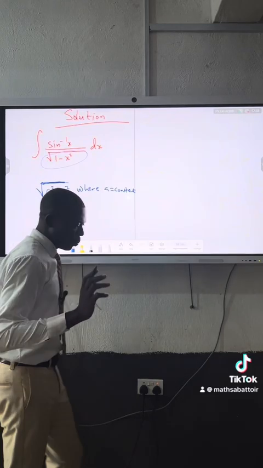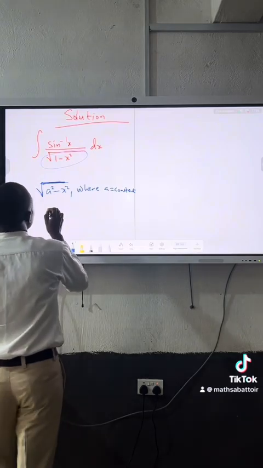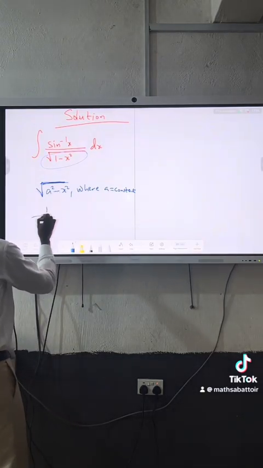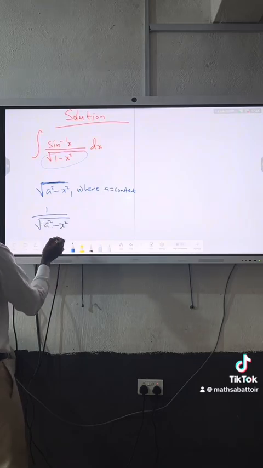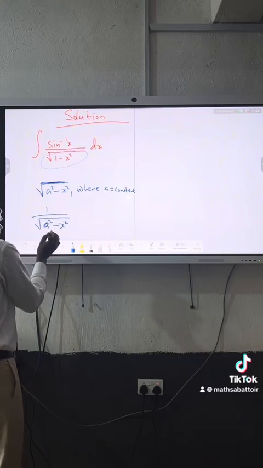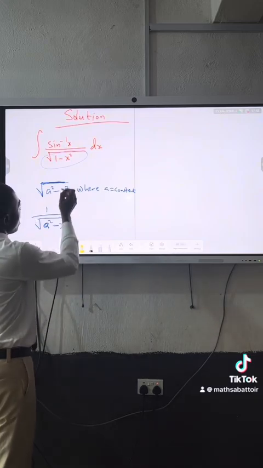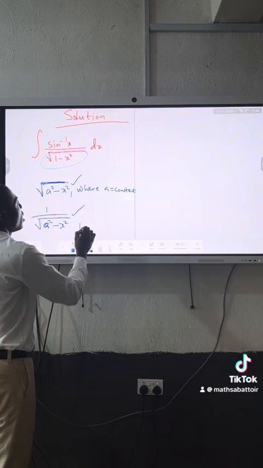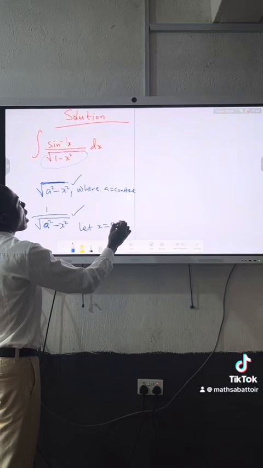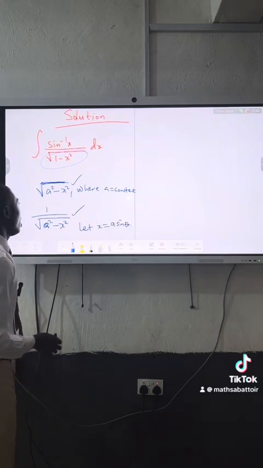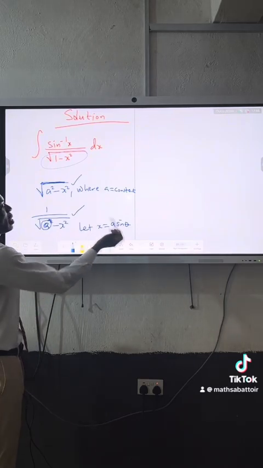The trigonometric substitution you are meant to do, if you have it like this, or you have 1 all over something like a squared minus x squared, it can be 4 here, it can be 9, it can be whatever number. Anytime you have something like either this one or this one, you are going to say, let x be equal to a sine theta. Where did you get a from? The square root of a squared will give you a, then sine theta.